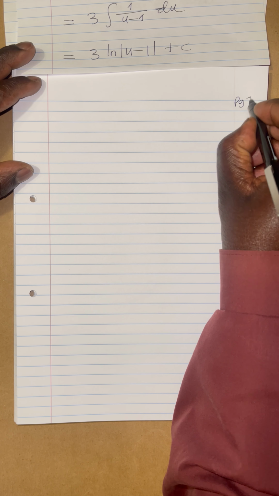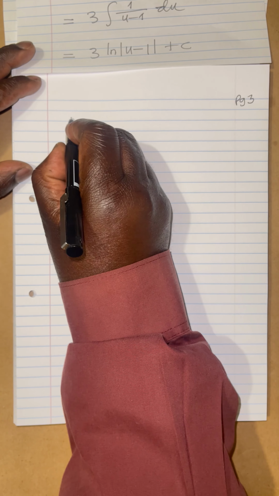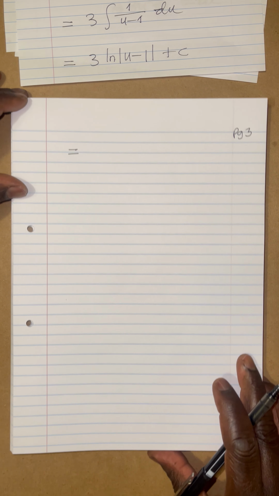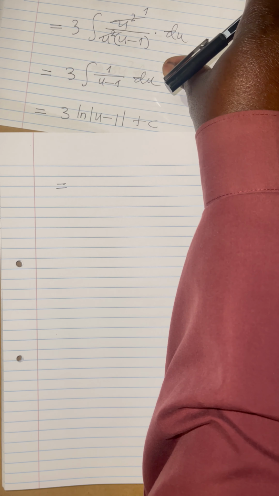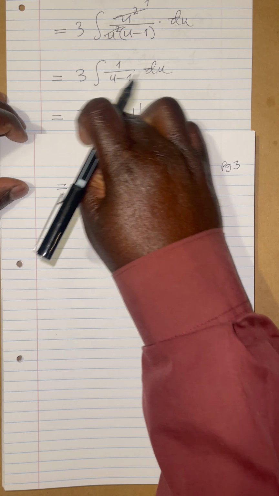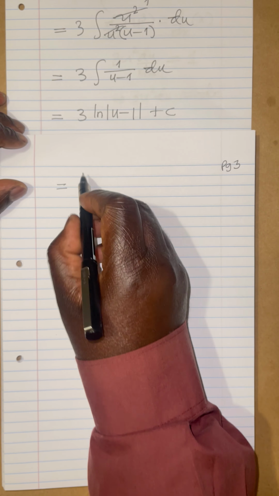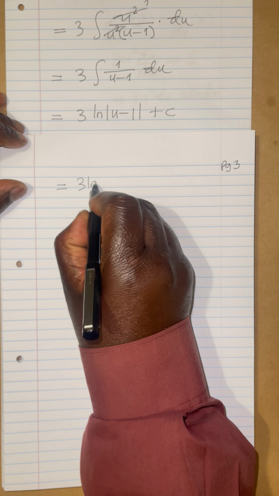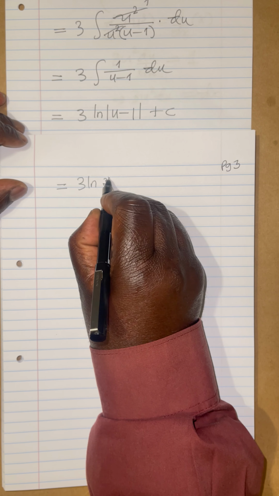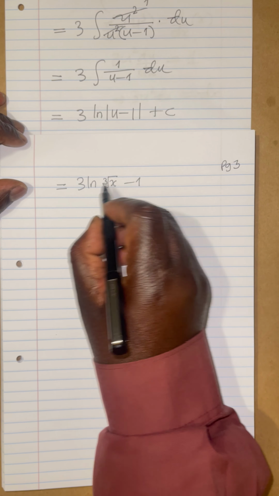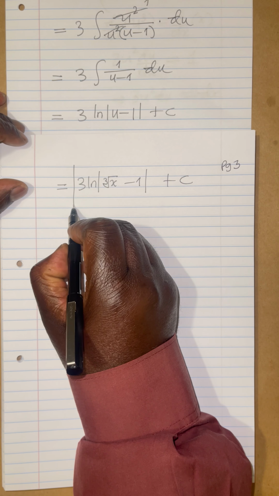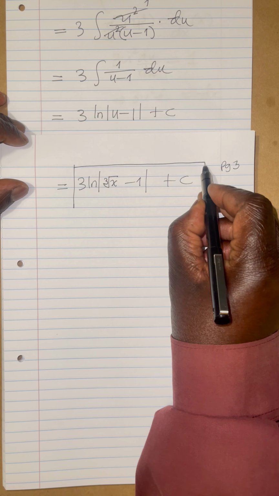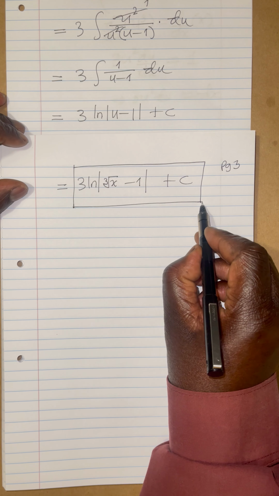Our final solution is equal to, let me move this one down. Our final solution is this integral here. This integral that you see, the solution there can be represented as 3 natural log of the cube root of x minus 1, and we have to say the absolute value of that plus c. So this is the final solution to our first integral.